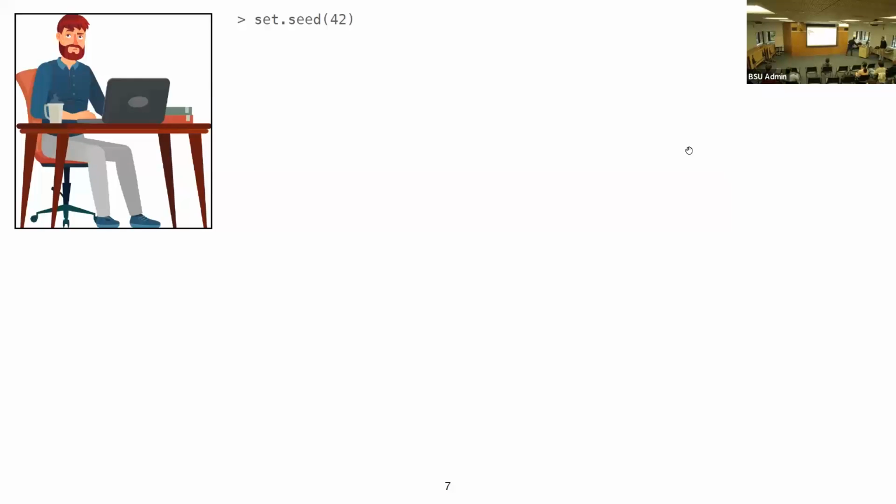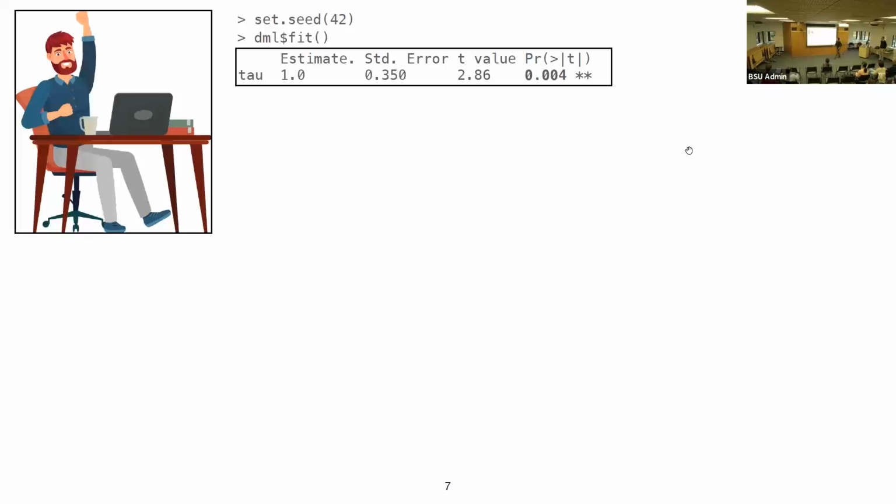Click on the screen again. I hit enter, and this gives me my estimate. So on some unit, the infection status would increase blood pressure, and the causal effect is positive. And Bill is really excited because if you look at the p-value, it's rather significant, 0.004. This seems a good result.